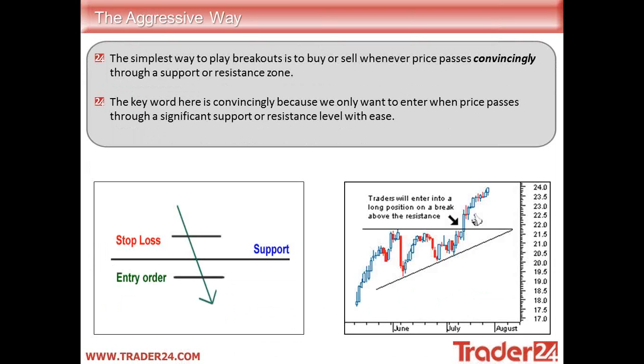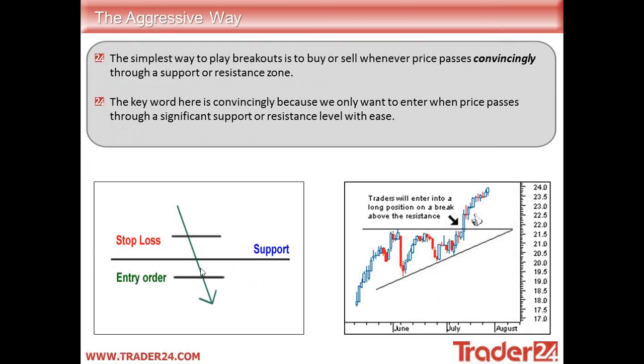All right, the simplest way to play breakouts is to buy or sell whenever price passes convincingly through a support or resistance zone. Now you'll see I've put convincingly in bold there because we only want to enter when price passes through a significant support or resistance level with ease. Okay, so you get a basic idea here of what I'm saying on the left-hand side.